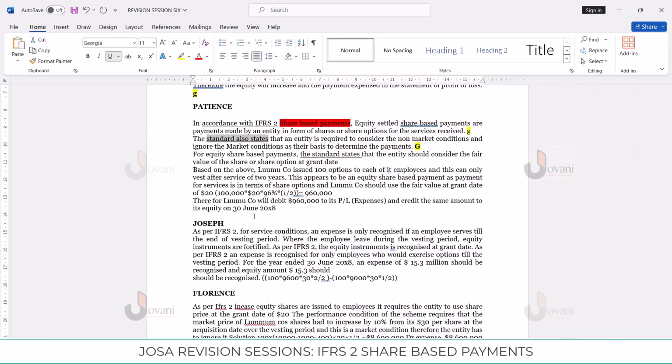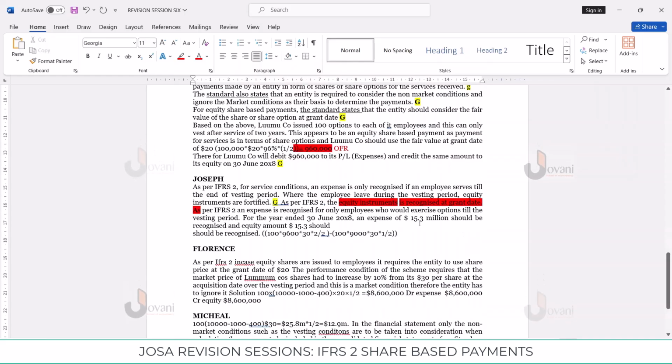Yes, person. What did you mean by the equity instruments? Probably you meant the transaction value. True. Okay, as per IFRS 2, expenses bonus for only employees who would exercise options through the vesting period, that is true. For their ended this, an expense of this should be recognized 15.3. Okay. Where did you miss out?